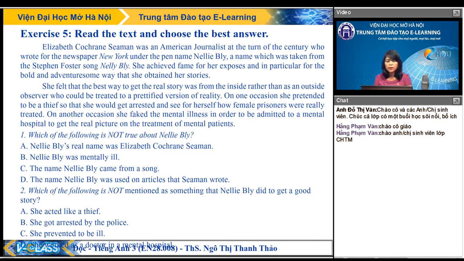Next one, I would like you to look at exercise 5 here. So the suggested answers to this question are clear. So I would like you to follow the 5 steps I have just suggested. And here is the final suggested answer. She worked as a doctor in a mental hospital. So read the text about Elizabeth Seaman, one of the American journalists.